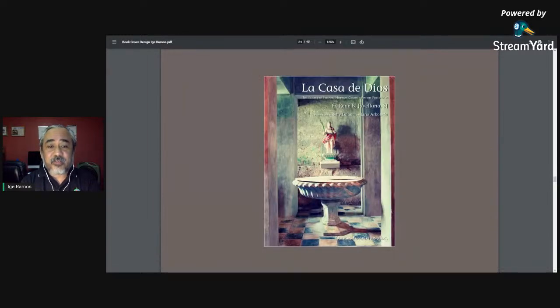So, when I saw this photograph by Betty Lalana, I said, it's a baptistry. And then I said, isn't baptism the first sacrament, basically? So this is like your entry point to the church. Why don't we use the baptistry as an entry point to the book? Because it's one of the seven sacraments of the Catholic Church.